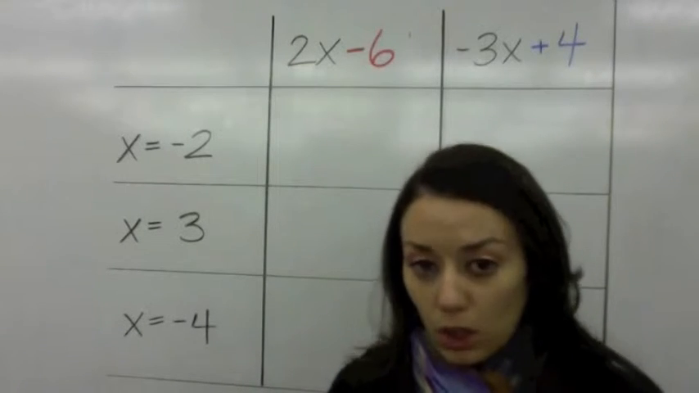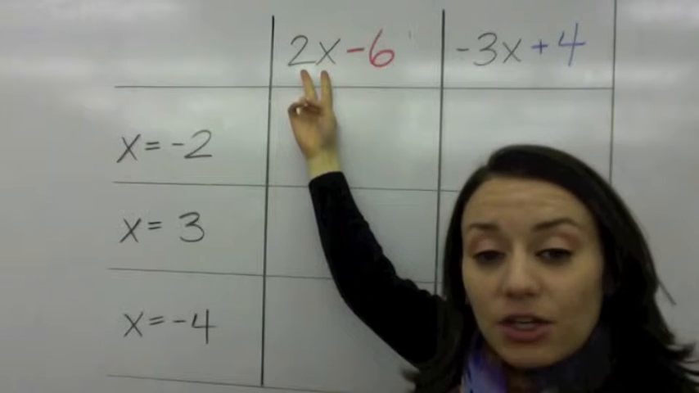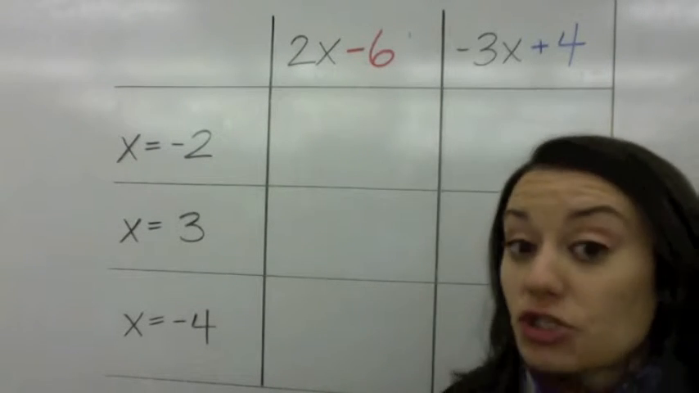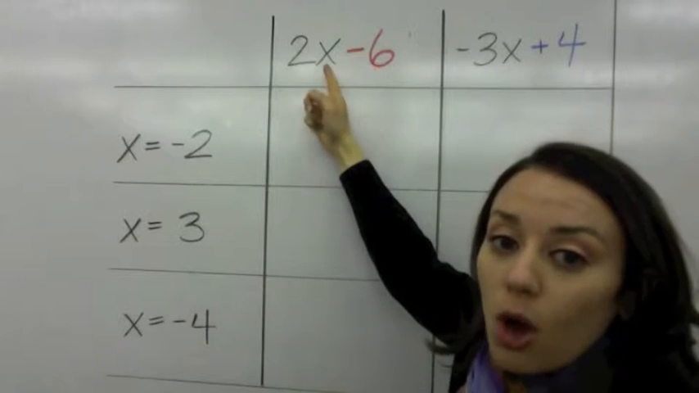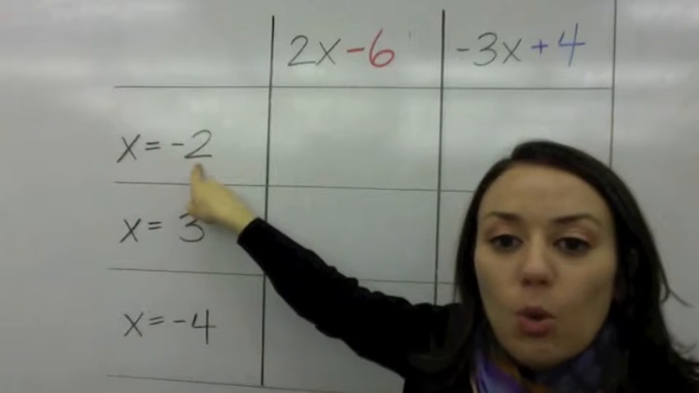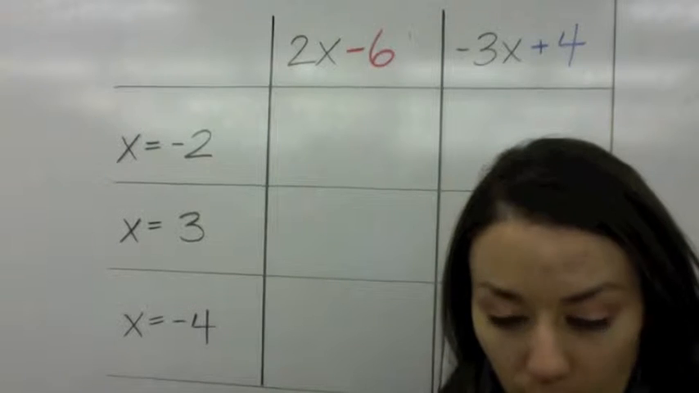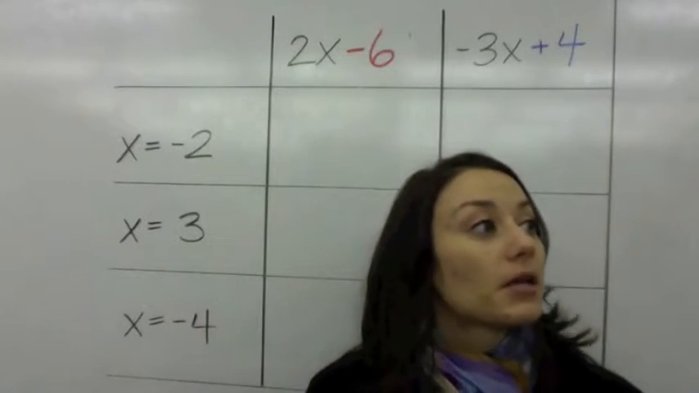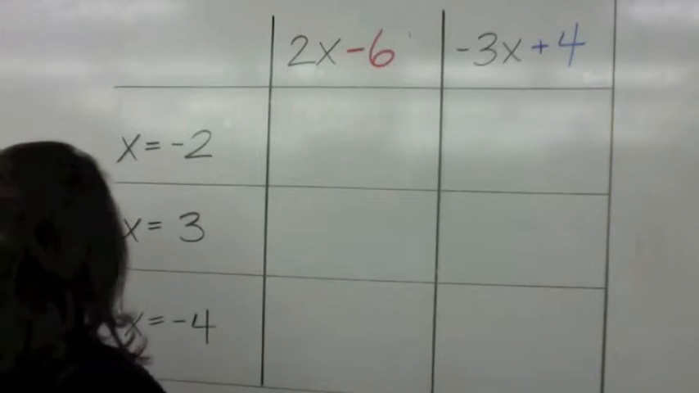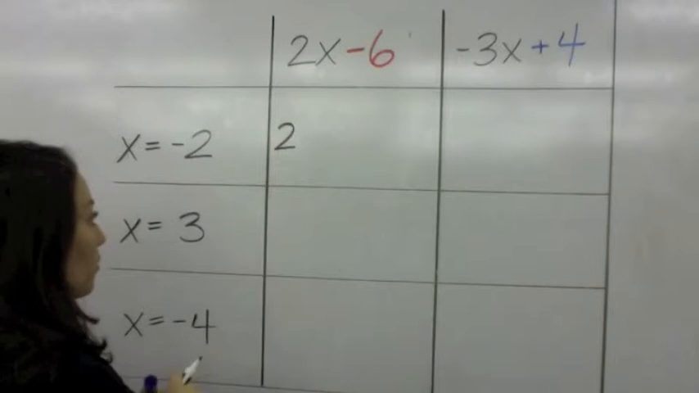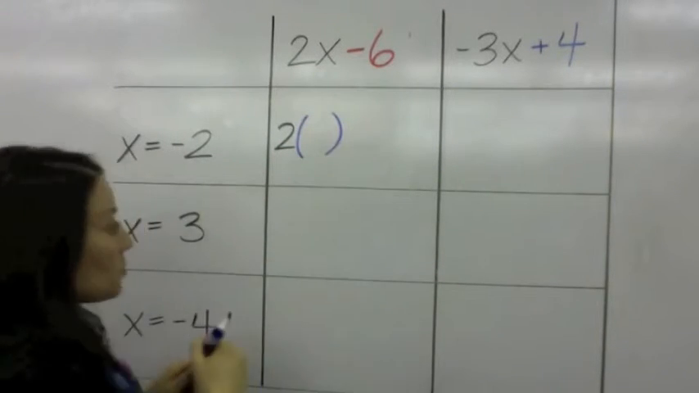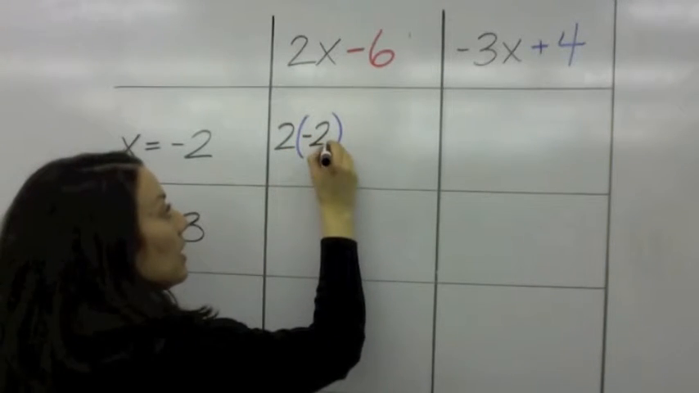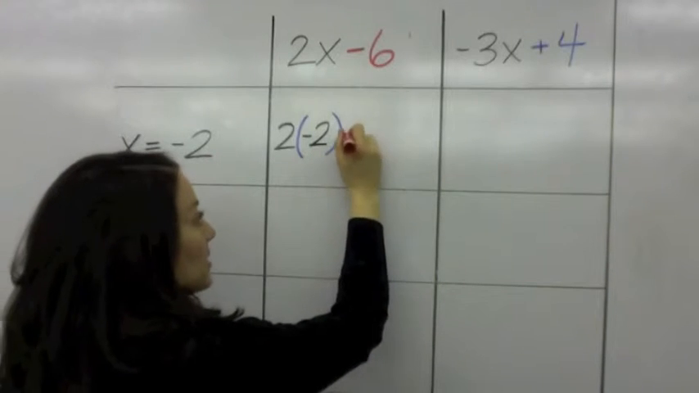First you will work with your multiplication expression, then you're going to subtract 6. Let's start with this one: 2x, which means 2 multiplied by some number, minus 6. First we substitute. x equals -2. I know these are being multiplied, so I'm going to put parentheses: 2 in parentheses, and I'm going to put a -2 in the place of x. Then I'm going to take away 6.